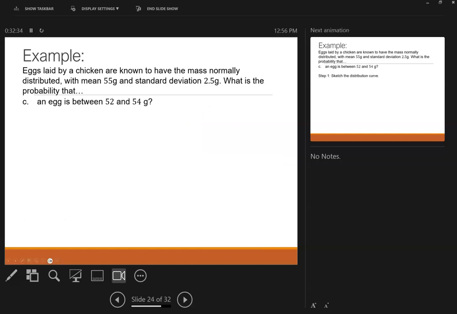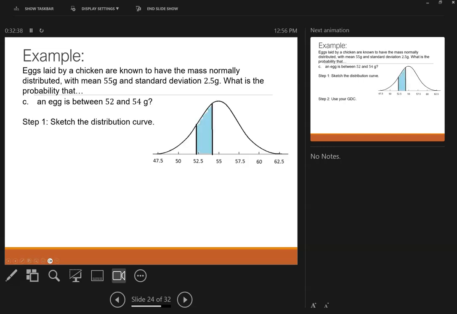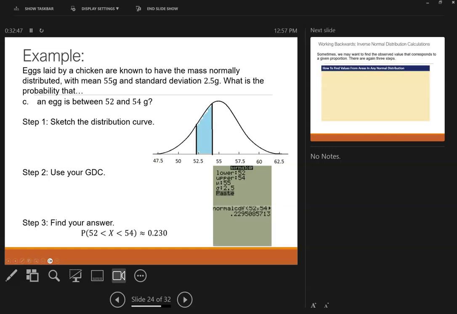What if the egg is between 52 and 54 grams? Okay, I'll sketch my new picture. That looks like that. Plug that into my calculator, 52 to 54, mean and standard deviation. I get about 0.230. Everybody's okay?